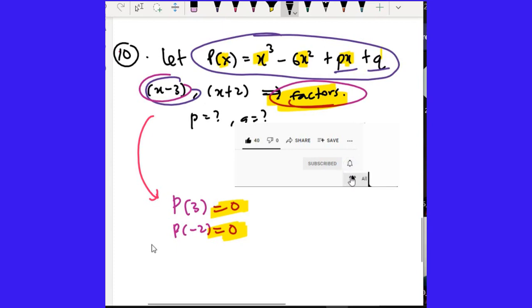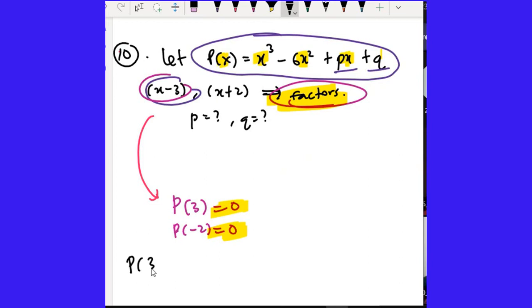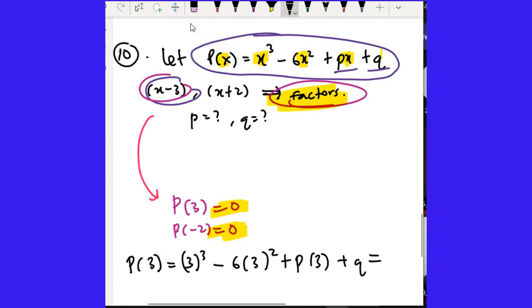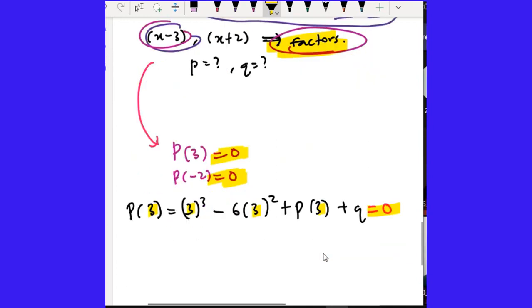So now kita substitute. Okay. Substitute ni. P of 3 is equal to 0. P of negative 2 is equal to 0. Jadi P of 3, 3 cube. Substitute semua ni. P3 plus Q is equal to 0. Nak tunjukkan substitute 3 ni, ini is equal to 0. Nak tunjukkan dia adalah linear factor, kena ada is equal to 0. Dan simplify, 27 minus 54 kan. Plus 3P plus Q is equal to 0.